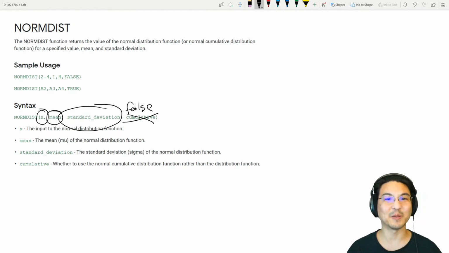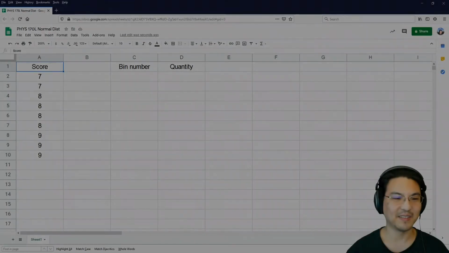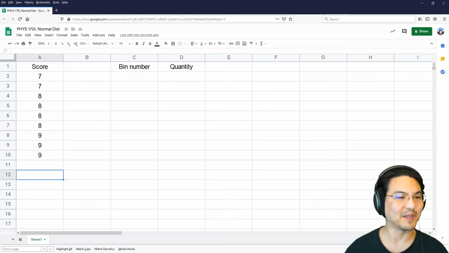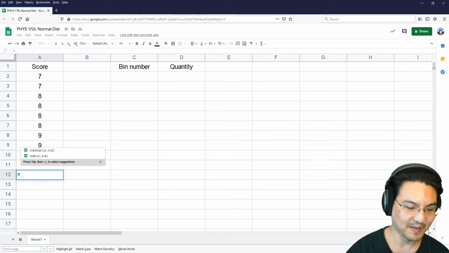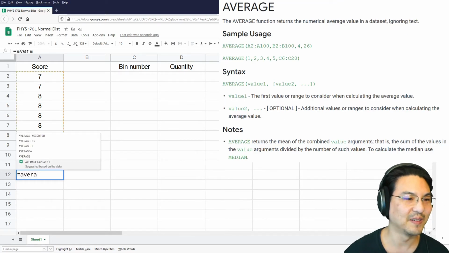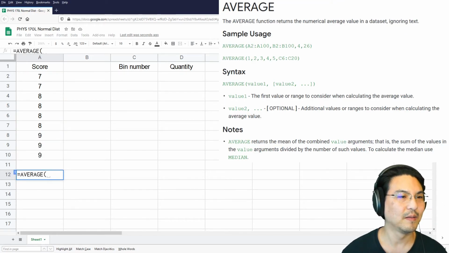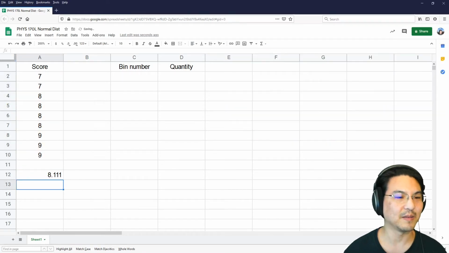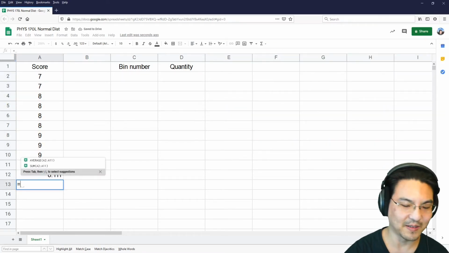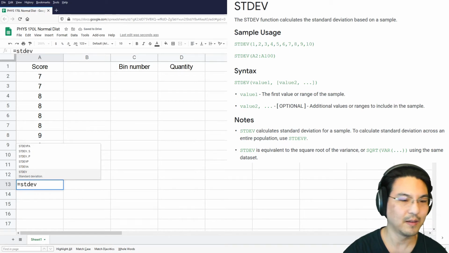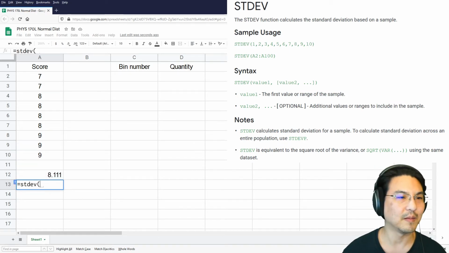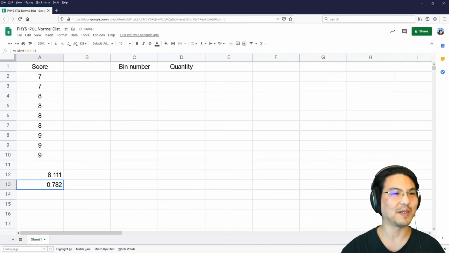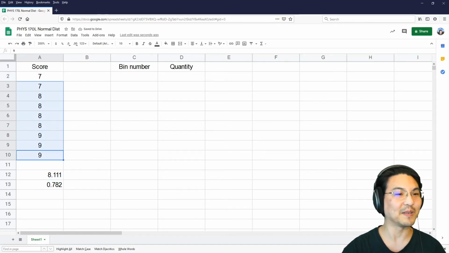Okay, let's try it on the spreadsheet. Let's calculate the mean and standard deviation. So again, we say average of this. Okay, so that's the mean. And then for standard deviation, like this, and then this range of data. Okay, so we got the mean and the standard deviation if the data is like this.